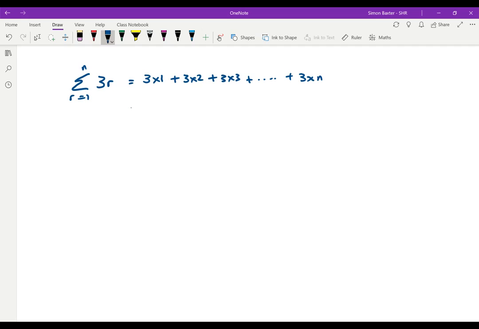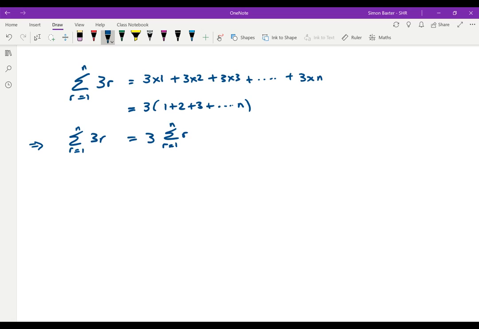Well, we know how to handle that. We can write it as 3 times 1 plus 2 plus 3 plus all the way up to n. And that is just 3, and then add up, in other words, sigma, all the numbers between 1 and n. And so we have that sigma 3r from 1 to n is 3 times sigma r.